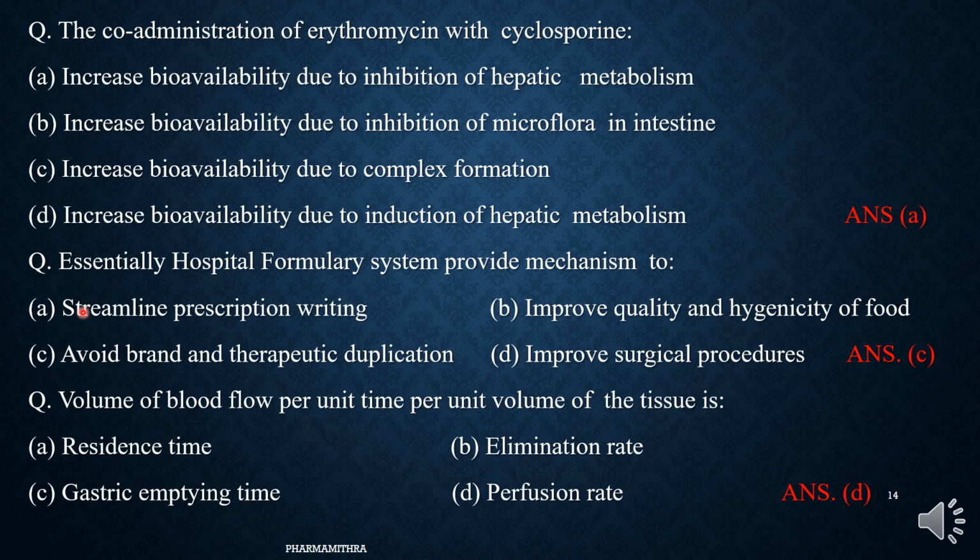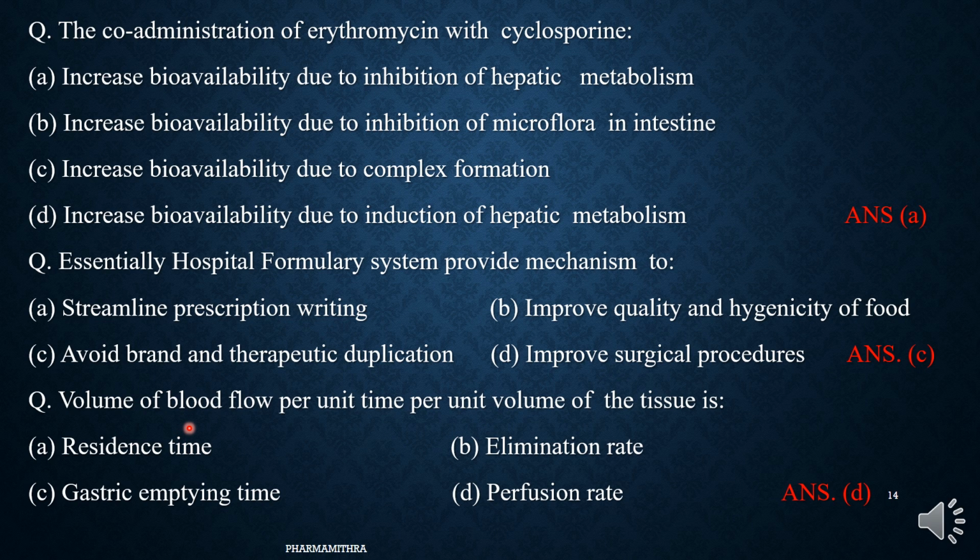Next question, the essential hospital formulary system provides a mechanism. Hospital formulary systems are done to avoid duplication, that is simply to avoid brand and therapeutic duplication. This hospital formulary system helps to review the current clinical use of medicines by the medical staff, to evaluate the medical agents, and also to avoid errors.